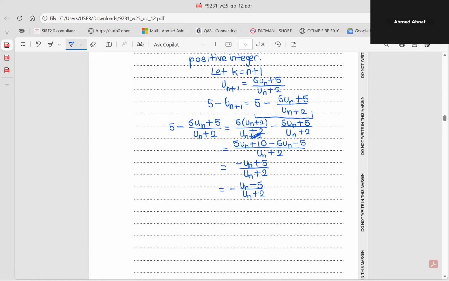Okay, so to make this simpler, we're going to split this up into partial fractions, but we're not going to do the normal method. We're just going to make the numerator Un plus 2. And to keep the negative 5, we're just going to minus 7. Okay, so yeah, Un minus 5 is equal to Un plus 2 minus 7, over Un plus 2.